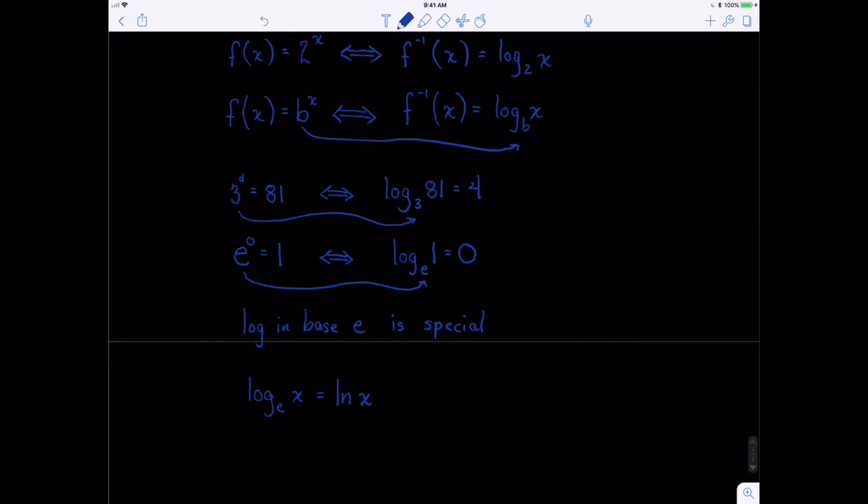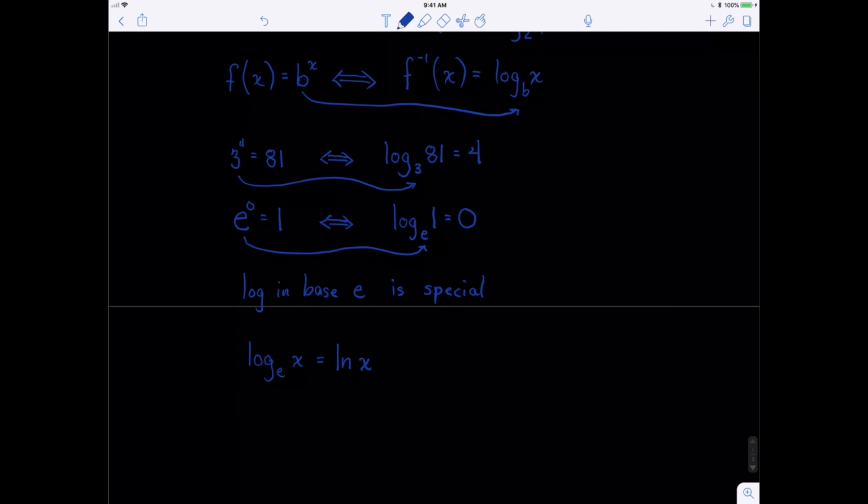There's one more, another one that's quite commonly used. Let's say we have 10 raised to the 3rd power. Well, that's 1,000. So let's write 10 to the 3rd equals 1,000. This is the exponential relationship. So we know that the logarithmic relationship is log in base 10 of 1,000, and that would equal the exponent, which is 3.